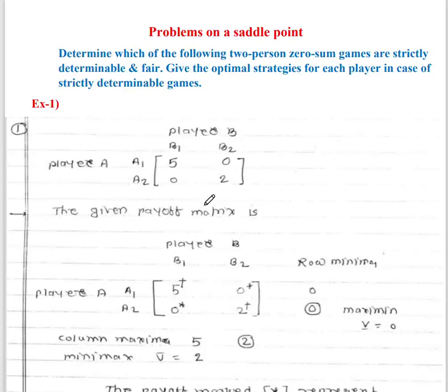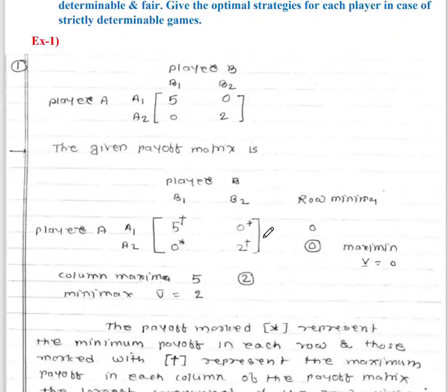So we have to find out which game is strictly determinable and which is not. This is the payoff matrix. Player A uses two techniques, A1 and A2, and player B uses two techniques, B1 and B2, and this is the payoff, the gain and loss, of players A and B. The given payoff matrix is with player B having B1, B2.